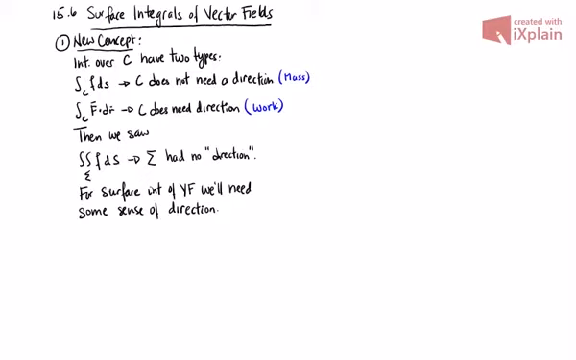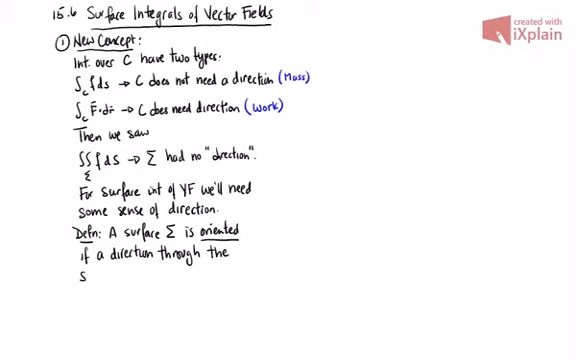The official term is an orientation. So this is what we say: we say that a surface sigma is oriented if we've chosen a direction through the surface. There's a more formal definition, which I'll give in a second, but this is a good way to think about it.